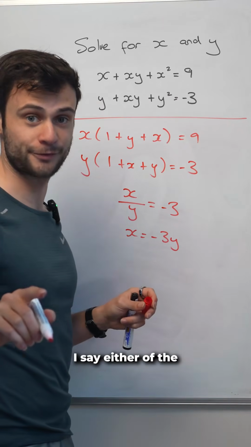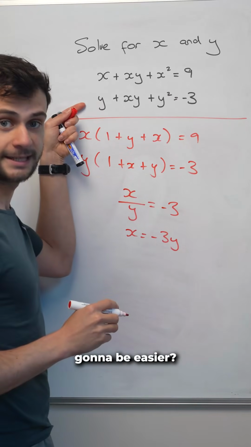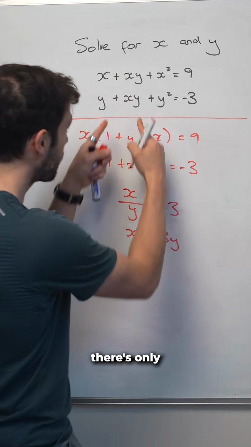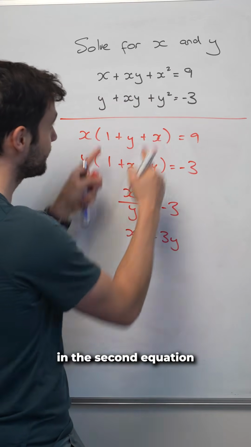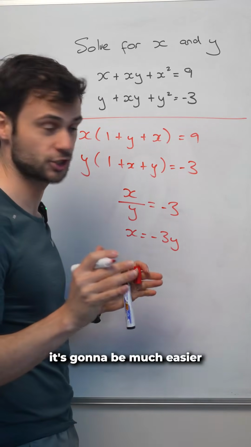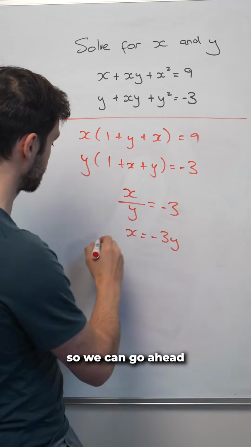But I say either of the original equations, which one's going to be easier? If you said the second equation, good. Yes, exactly, because there's only one x part in the second equation. So we just need to substitute the minus 3y in the second equation. It's going to be much easier because there's fewer things to substitute. So we can go ahead and do that.